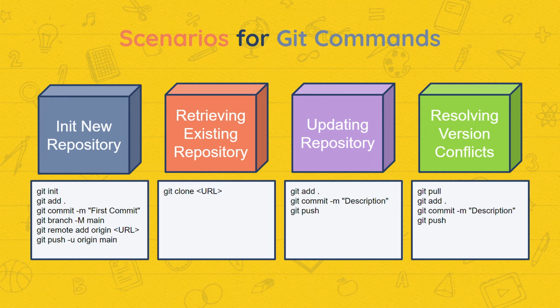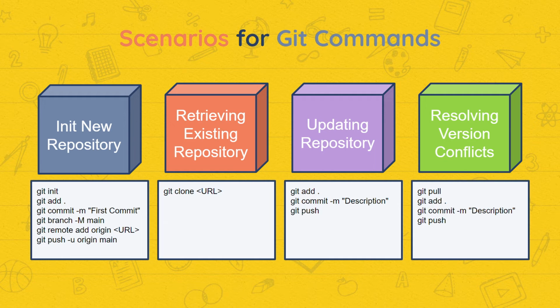repository, and it will merge with your current work. Maybe you already have made some changes, it will merge the changes, and after that you can add the changes, commit, and then push. So this is how to resolve version conflicts. These are the 4 common scenarios whereby you use the git command.